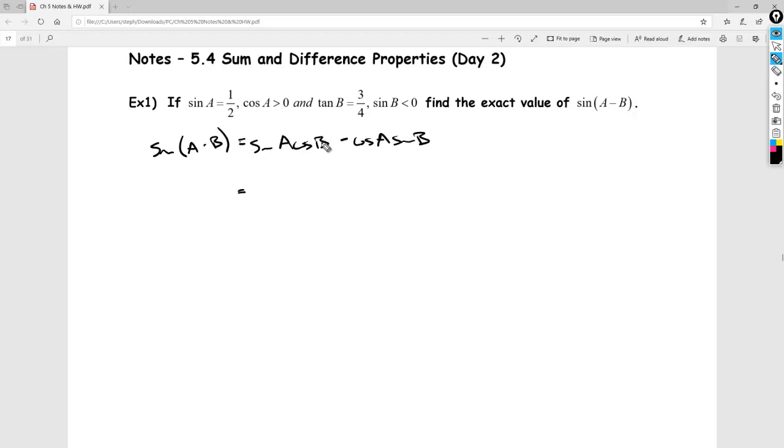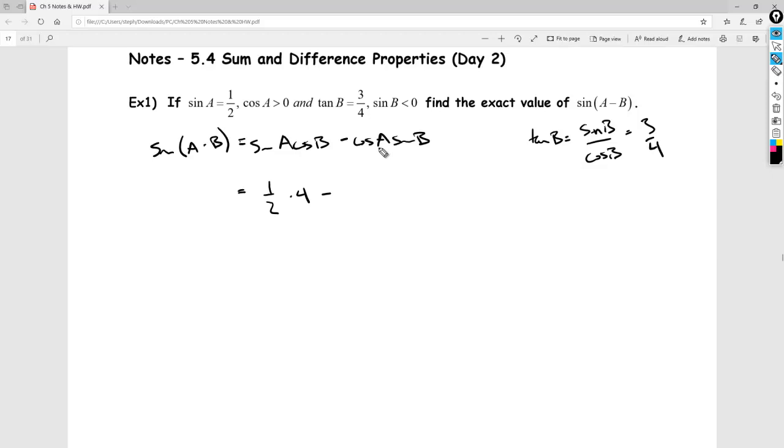In this case, I know that sine of A is 1/2. Cosine of B is not straight given to me, but I do know some things. I know that tangent of B is the same thing as sine of B over cosine of B, and they told me this is 3/4. So I can say with some certainty that sine of B is 3 and cosine of B is 4. So cosine of B I'm going to say is 4, minus cosine of A.